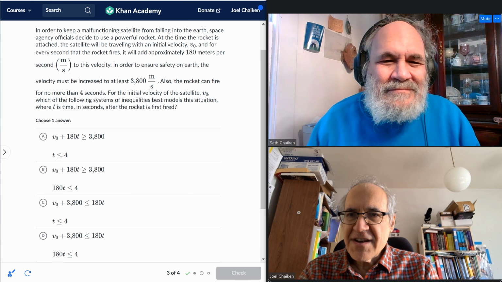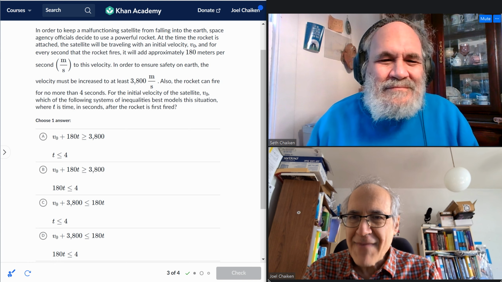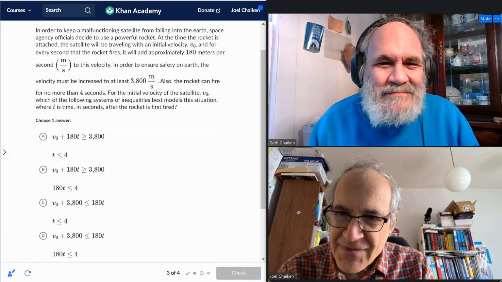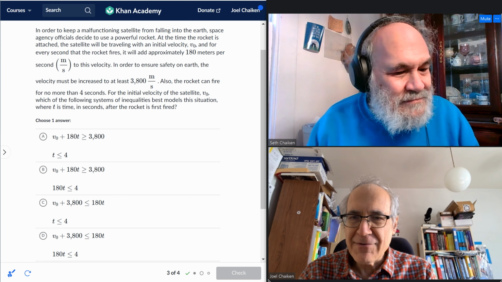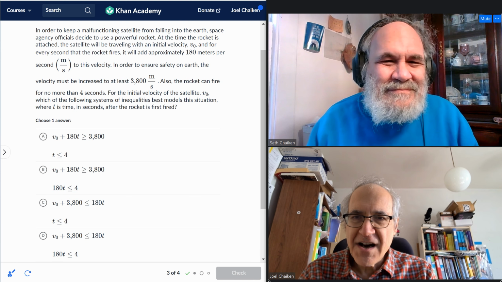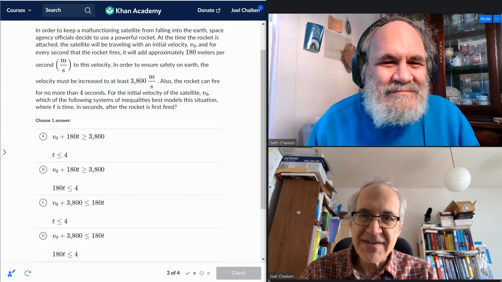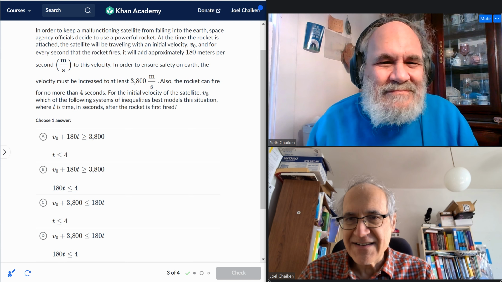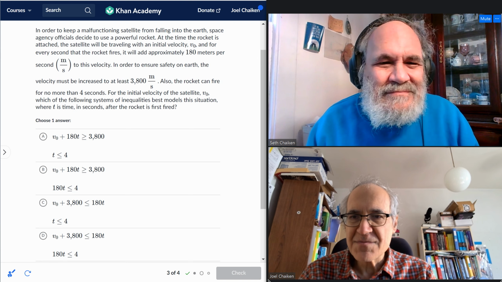Okay, in order to keep a malfunctioning satellite from falling to the Earth, space agency officials decided to use a powerful rocket. At the time the rocket is attached, the satellite will be traveling with an initial velocity v0, and for every second that the rocket fires, it will add approximately 180 meters per second to this velocity.